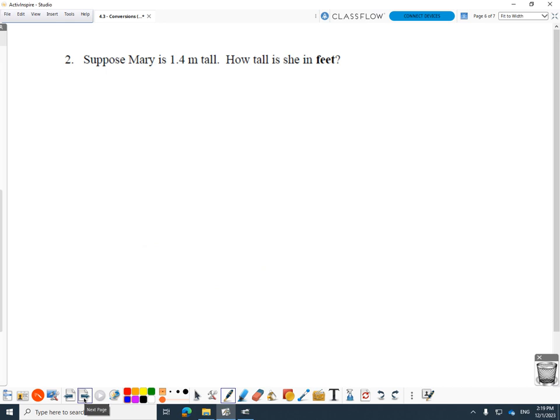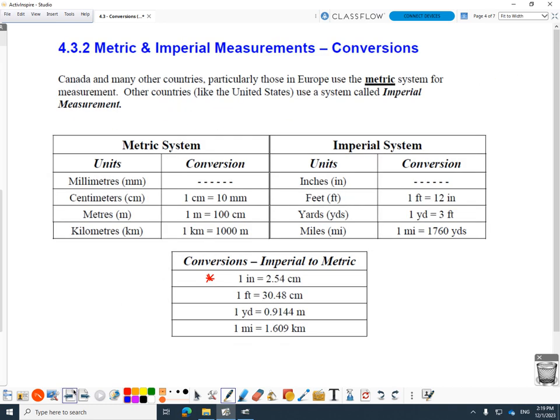Suppose Mary is 1.4 meters tall. How tall is she in feet? Underline the two measurements, meters and feet. I need the conversion factor from meters to feet. I go back to here and I look for meters and feet. Do you see meters to feet anywhere there? No, I do not. It's not there anywhere. What am I going to do?